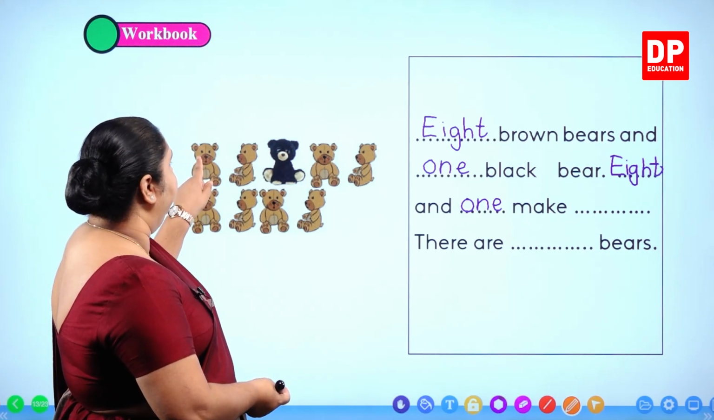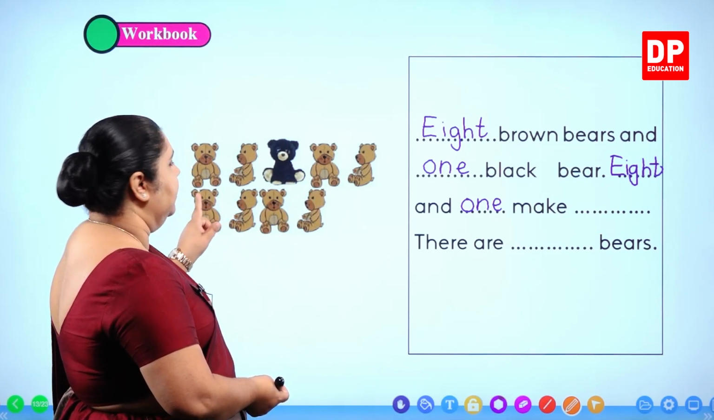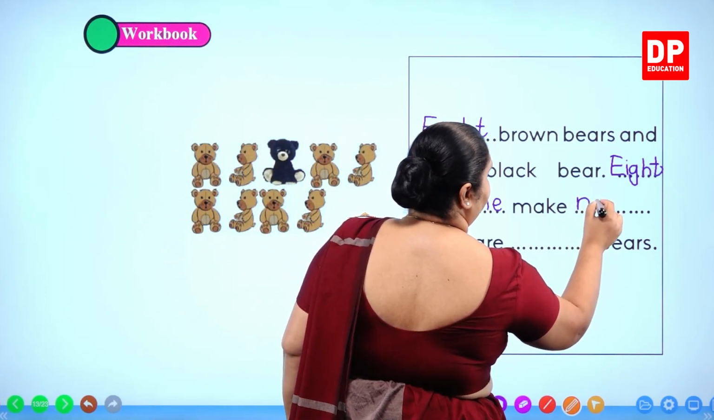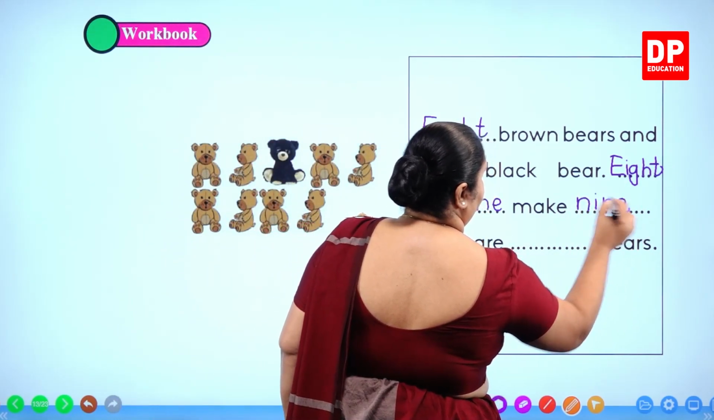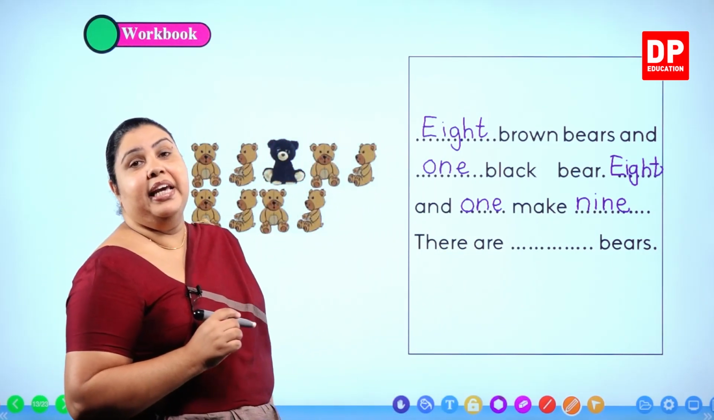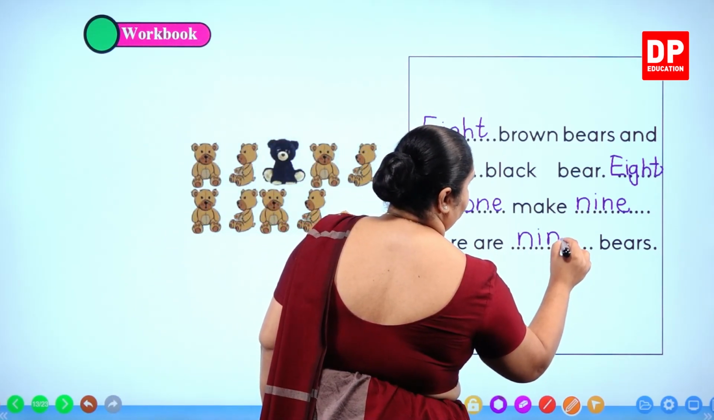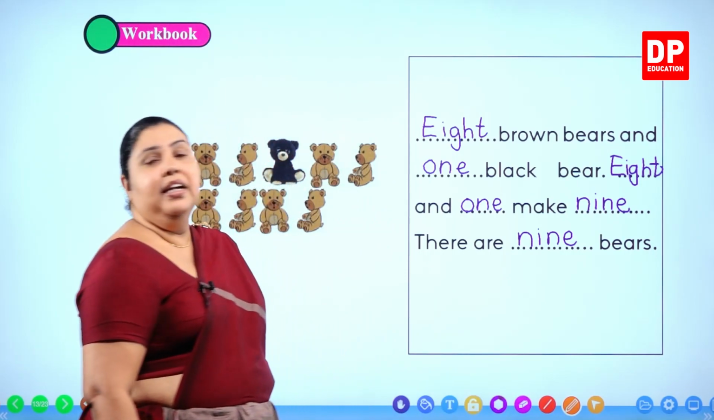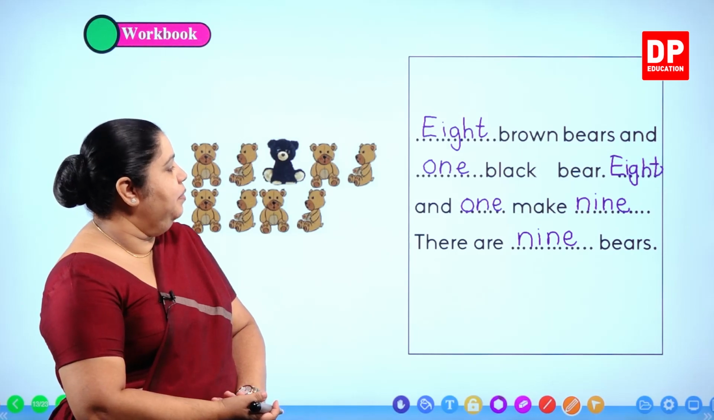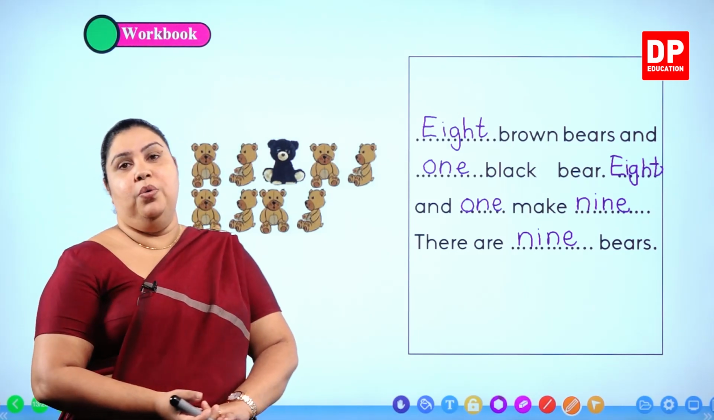All together we have 1, 2, 3, 4, 5, 6, 7, 8, 9. 9. How do we write the word 9? N-I-N-E. 8 and 1 makes 9. There are 9 bears altogether. Okay? There are 9 bears altogether. 1 black and 8 brown bears.